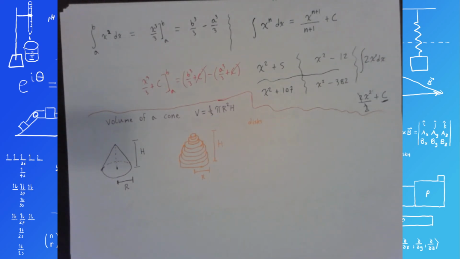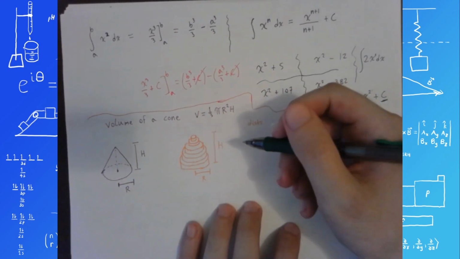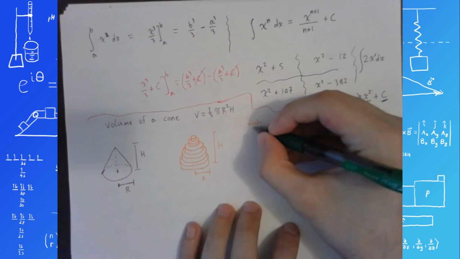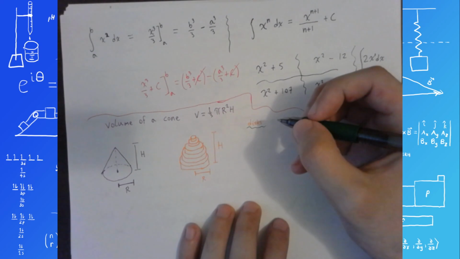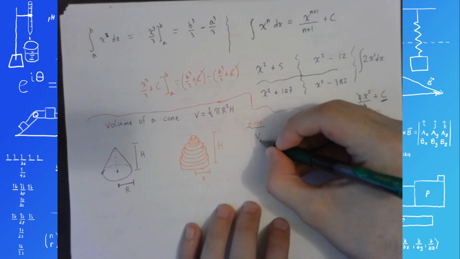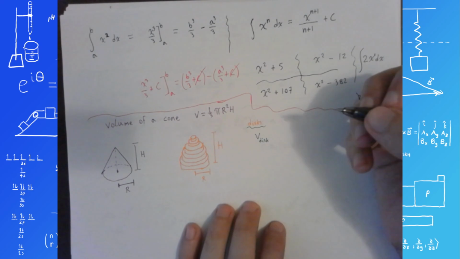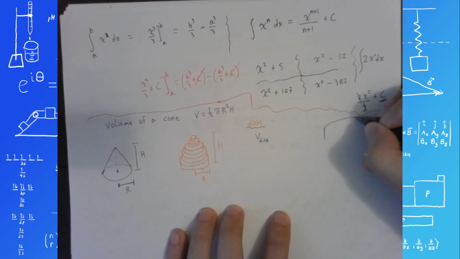So let's see if we can come up with some sort of relationship that determines the volume of an individual disk. Each of these disks is going to have a small piece of the total volume of this cone that we're trying to figure out. The volume of a disk is going to be, let me draw a zoomed in picture of one of these many disks.